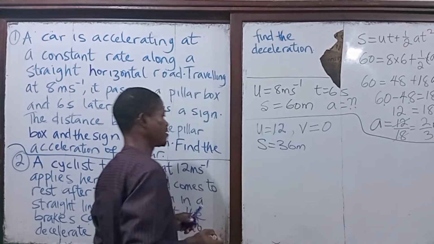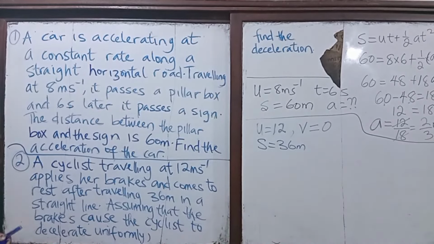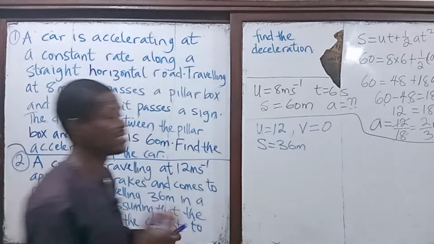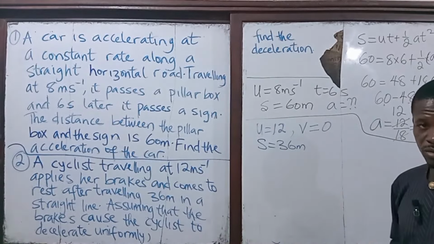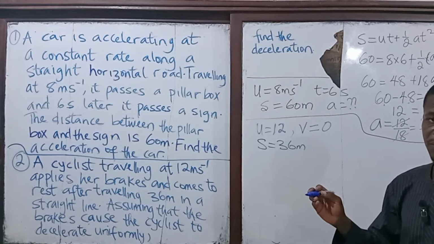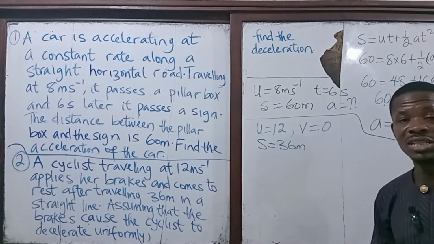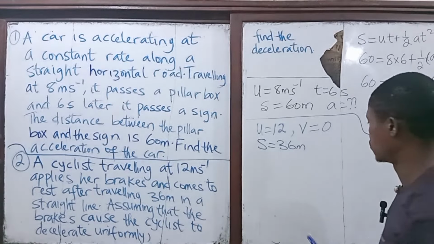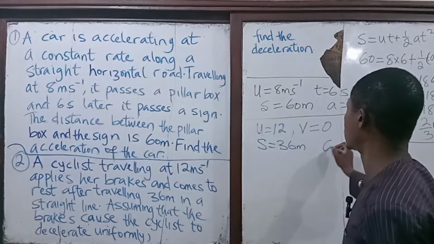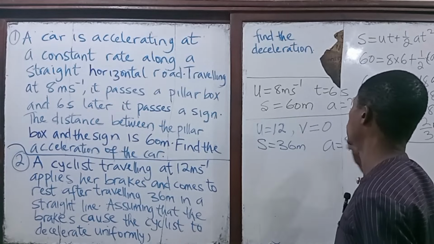Distance is this 36 meter. Okay, and then assuming that the brakes cause the cyclist to decelerate uniformly. When there's a deceleration, that means our acceleration value will be negative. Deceleration means negative acceleration. So let's say acceleration we don't know. We are looking for that.